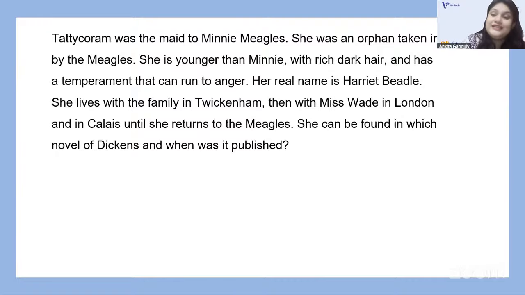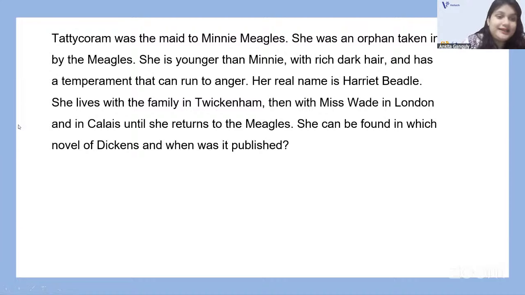So this character of Tattycoram, who was a maid to the Meagles, can be found in which novel of Dickens? And this novel was published in which year? Tell me.